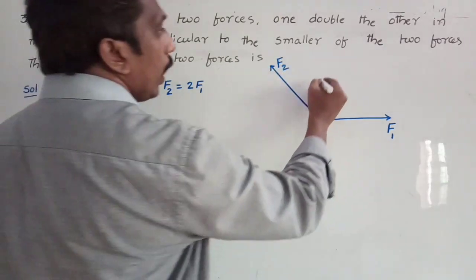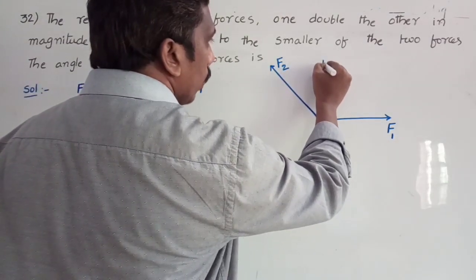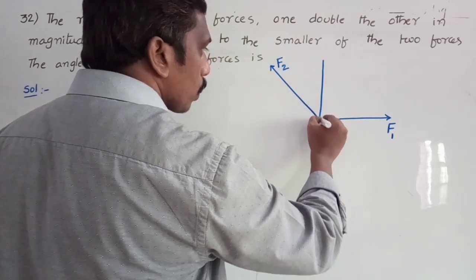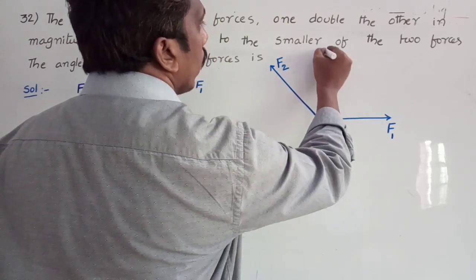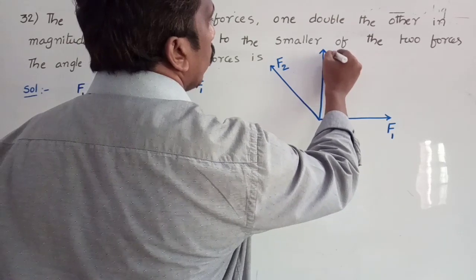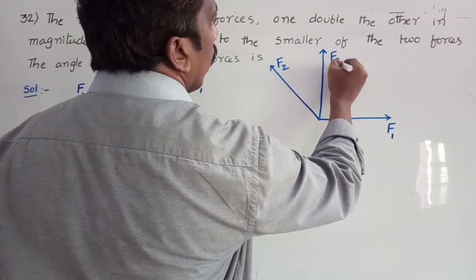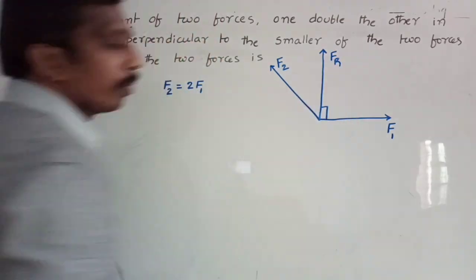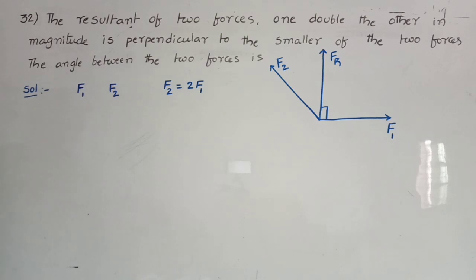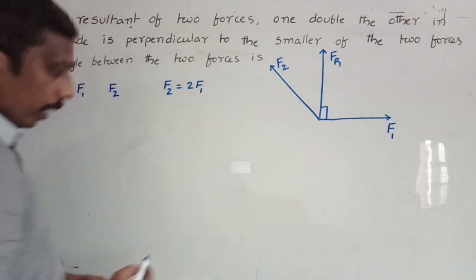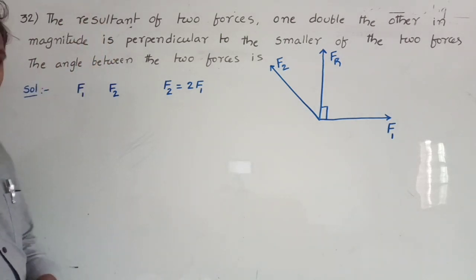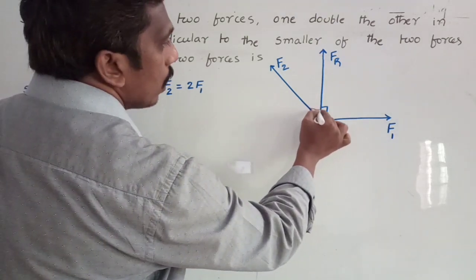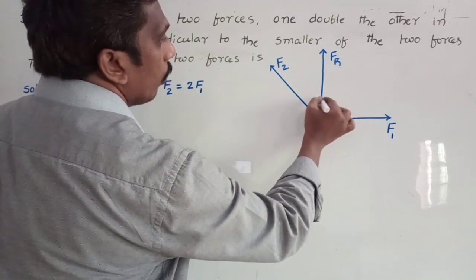The resultant is making an angle 90 degrees with the smaller one. So the smaller one is F1. So that's why the resultant is making 90 degrees here. Then we have to calculate the angle between F1 and F2. This is the value we have to calculate, theta.